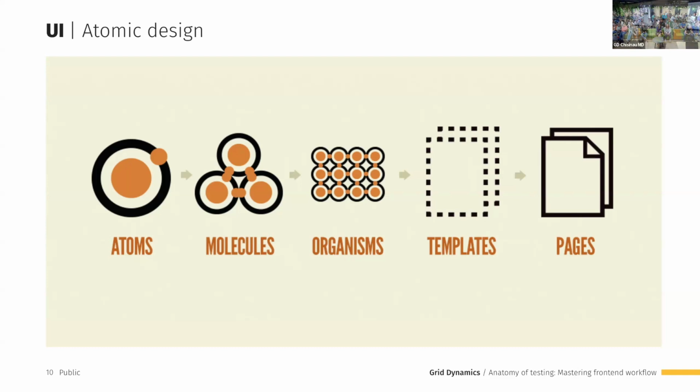Then we have the templates. These are the layout, page-level components that show us how content would look. And after all, we have pages. These are specific instances of a template that show how the UI will look with the real content.